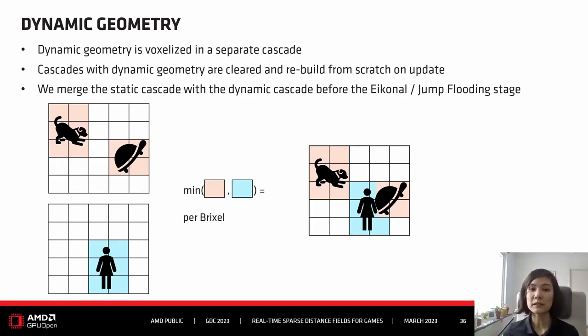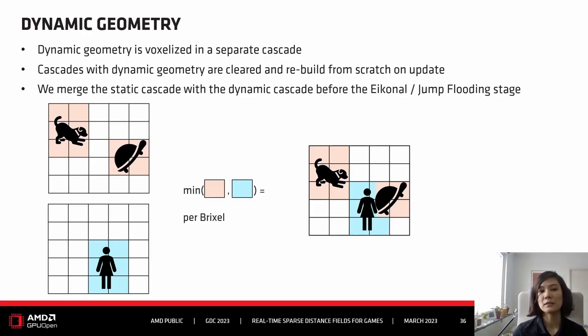In order to support this, Voxelizer actually has two separate cascades. One for static geometry, one for dynamic geometry. And the one for dynamic geometry is completely cleared at the beginning of each update. And then it will just rebuild everything from scratch on update. At some point, we have to merge the static cascade with the dynamic cascade so that we actually have a distance field that has both information in it. And the merge happens before the eikonal jump flooding stage.